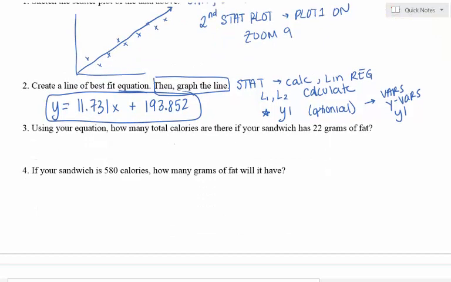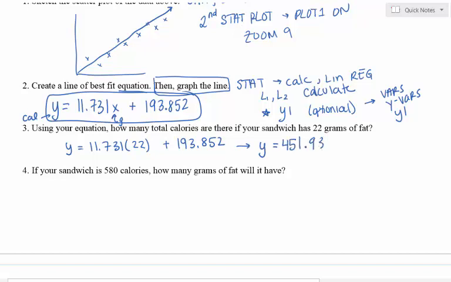So then I'm going to use my equation to figure out how many total calories there are if your sandwich has 22 grams of fat. So X here is grams of fat and Y is our calories. So I'm looking for the calories. So Y equals 11.731 times 22, when my grams of fat is 22. And I'm just using the equation from number 2. So then I get Y equals 451.934 calories.